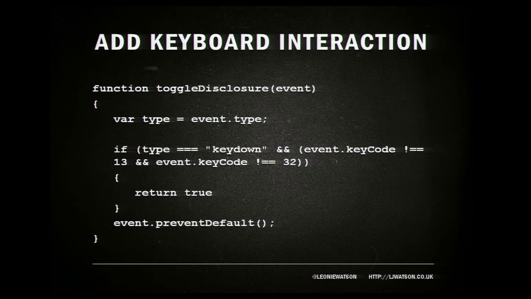By using keydown, we can listen out and grab the key codes that are returned. And from there, we can say that if either of those keys are pressed, then we need to go ahead and execute the rest of the function that we've got in mind for the widget. And if any other keys are pressed, we can just let them go on through and do whatever their default purpose is supposed to be.